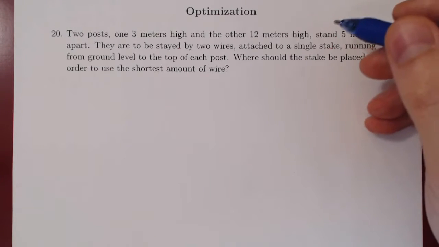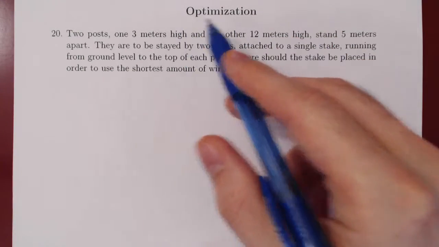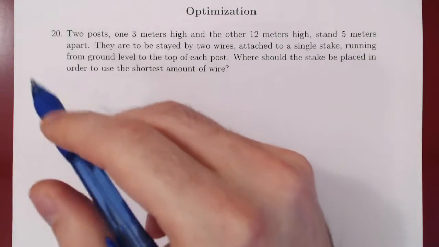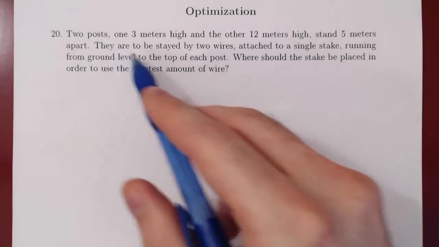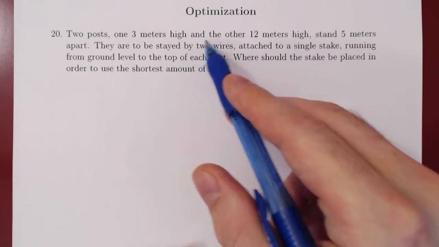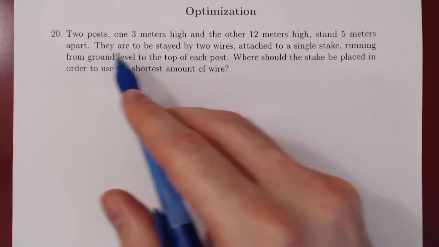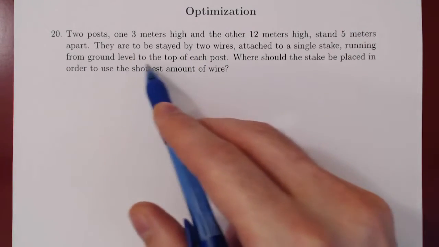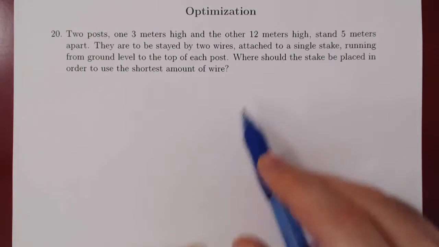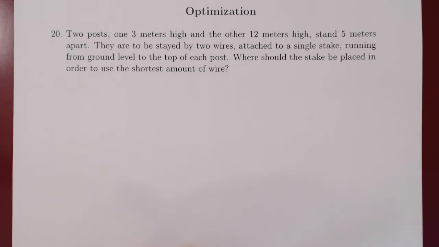Okay, so this is our fifth problem of optimization. If you look at the problem sheet on optimization, this is problem number 20. So let's read the problem. Two posts, one 3 meters high and the other 12 meters high, stand 5 meters apart. They are to be stayed by two wires attached to a single stake, running from ground level to the top of each post. Where should the stake be placed in order to use the shortest amount of wire?